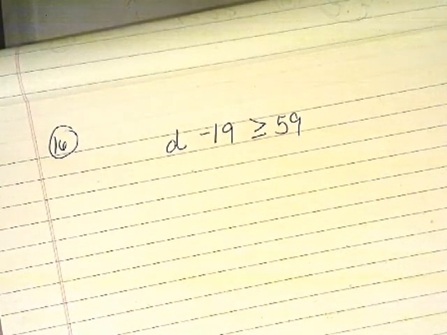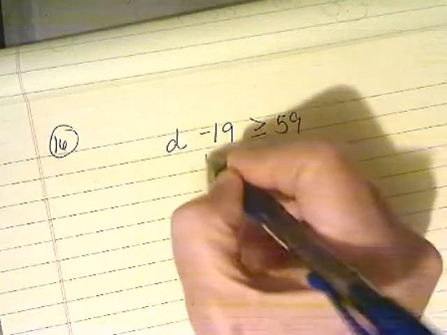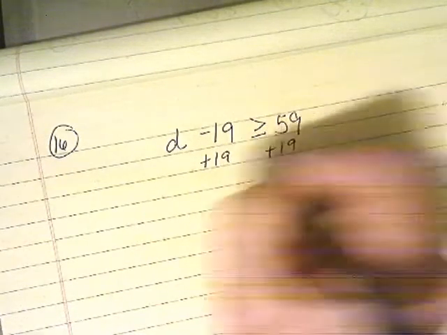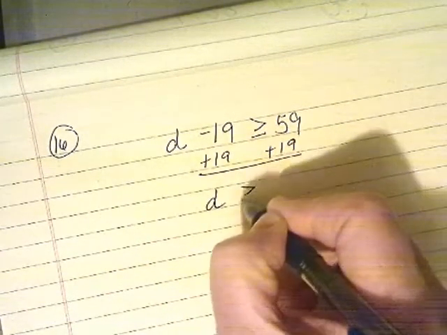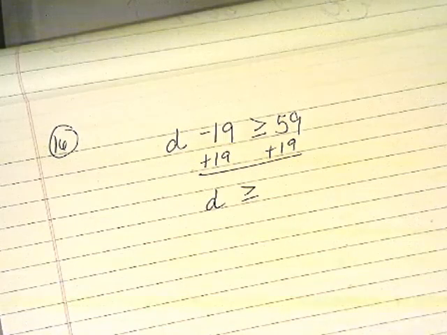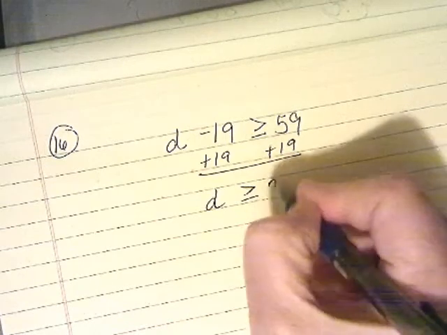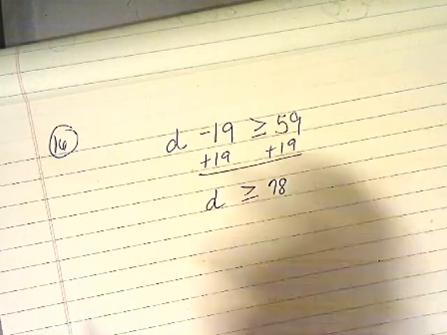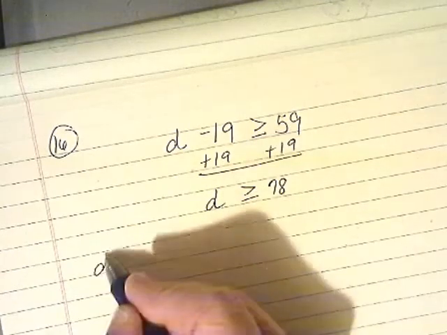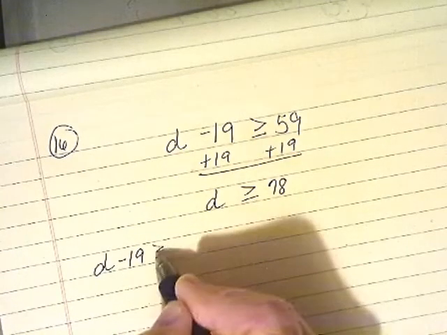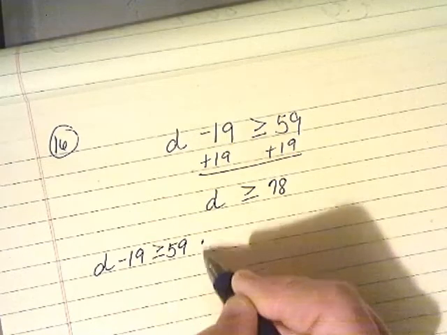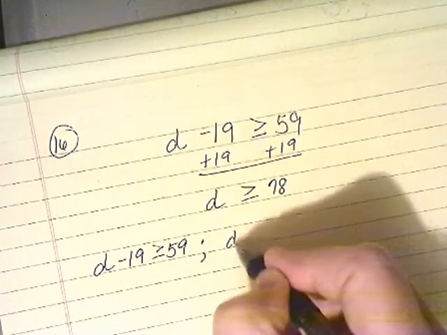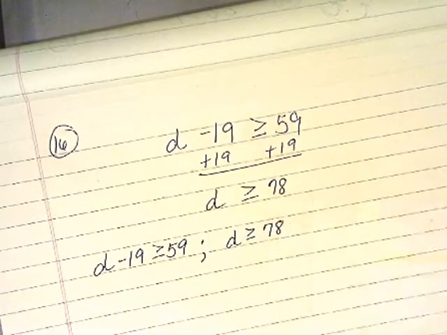Now they want you to solve for D. So you've got to add 19 to both sides. So D is greater than or equal to 78. So you started out with $78 or more. So the answer for this one would be D minus 19 is greater than or equal to 59, and then they're going to have a semicolon, and they're going to say D is greater than or equal to 78.